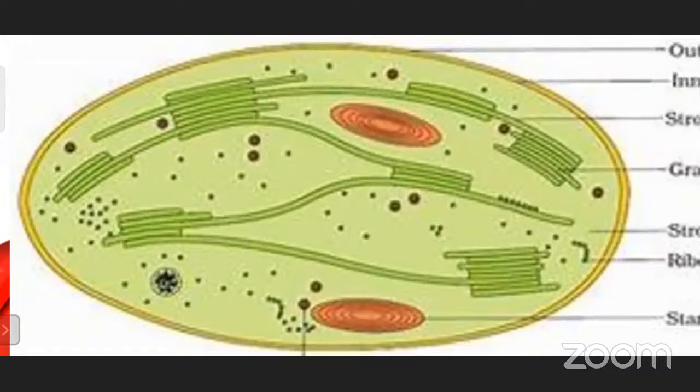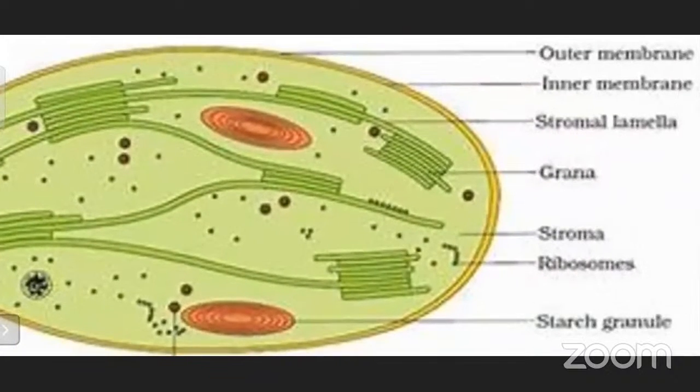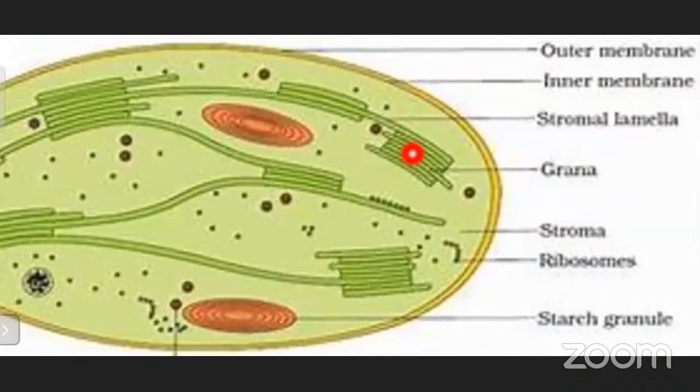And you can also see the green stacks, these are called grana, piled one above the other. They have a thylakoid membrane here. This is also called the thylakoid membrane, which is the center for light reaction. Grana is the center for light reaction, and stroma is the center for dark reaction.